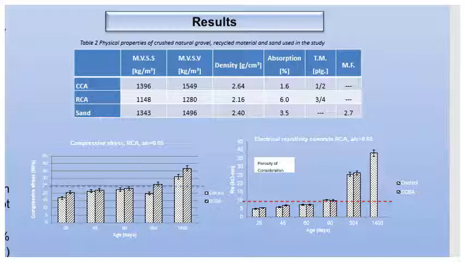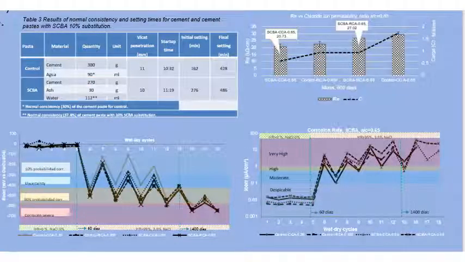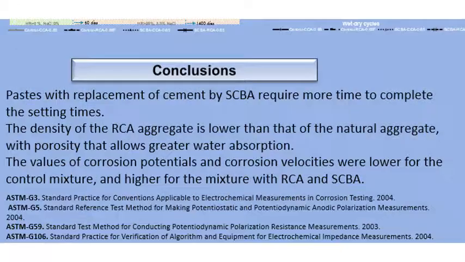Results. Conclusions. Mixtures with replacement of cement by SCBA require more time to complete the setting times. The density of the RCA aggregate is lower than the natural aggregate, with porosity that allows greater water absorption. The values of corrosion potential and corrosion velocities were lower for the control mixture and higher for the mixture with RCA and SCBA.